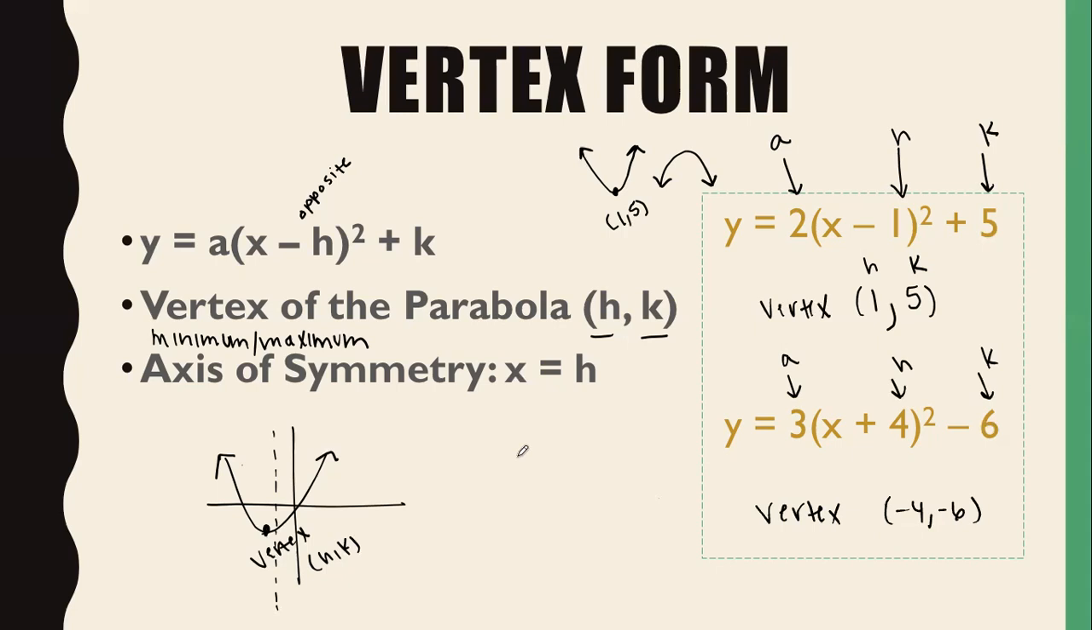All right, let's move on. Okay, are there any questions? The big point here on this slide is being able to identify the vertex. So the vertex is here at positive 1, positive 5. The vertex here is at negative 4, negative 6.